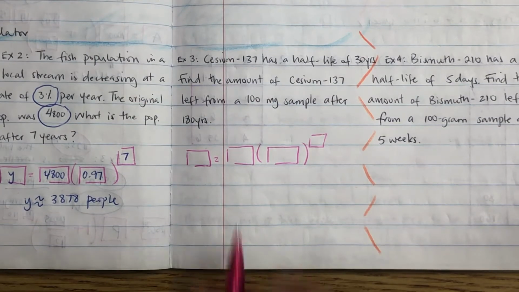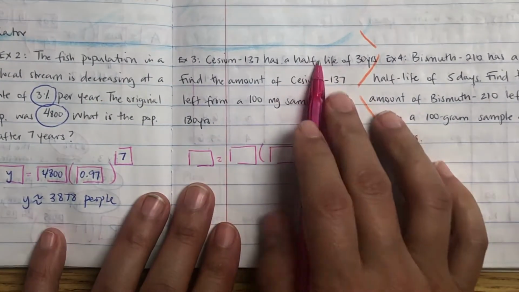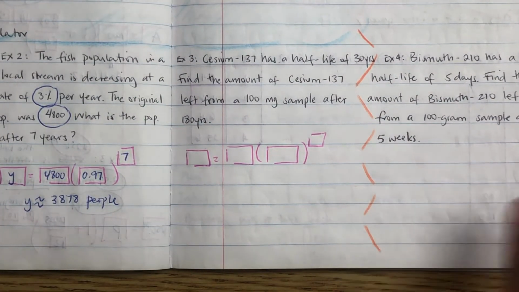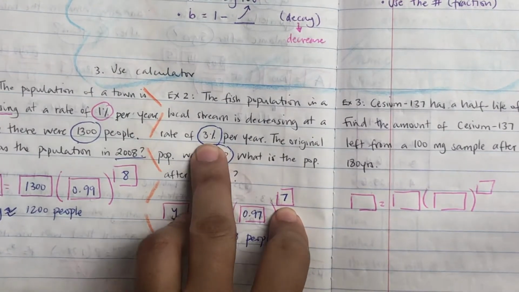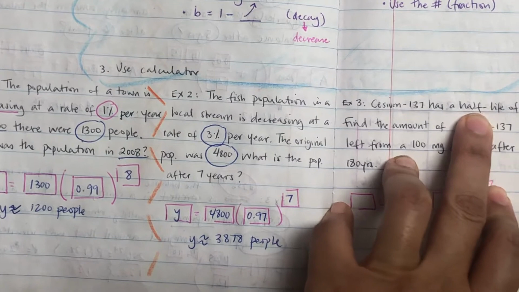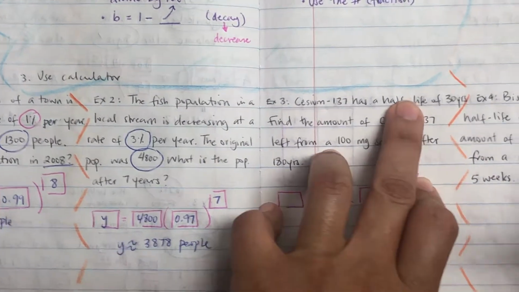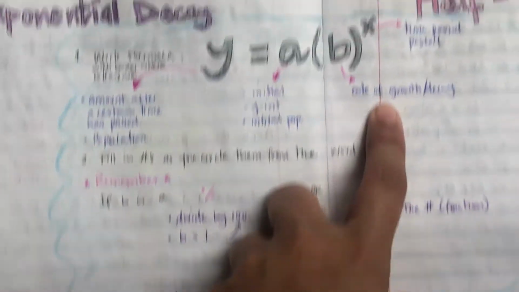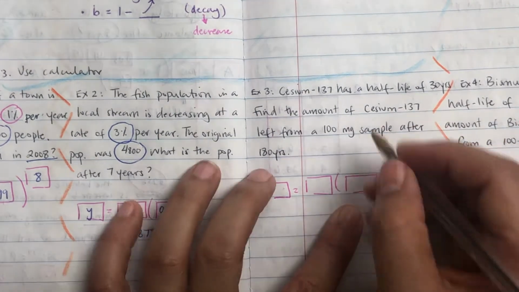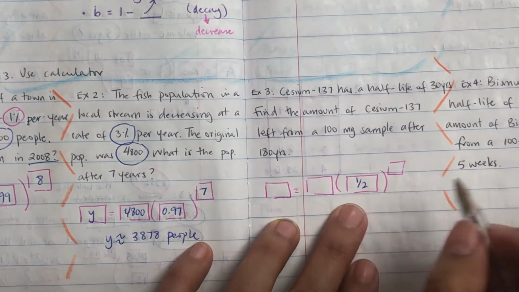Cesium-137 has a half-life. So that word half-life is how you know you're doing half-life. And all that means is they're not going to give you, like in the previous questions, where they say it's decreasing at a rate of 3%. That's what they're telling you there. So when you see half-life, they're saying your rate of decay is a half. So your rate of decay right here, your B, is a half. So go ahead and just put a half in there. You can put 0.5 or you can put 1 over 2. Really doesn't matter, but I'm just going to put a half.